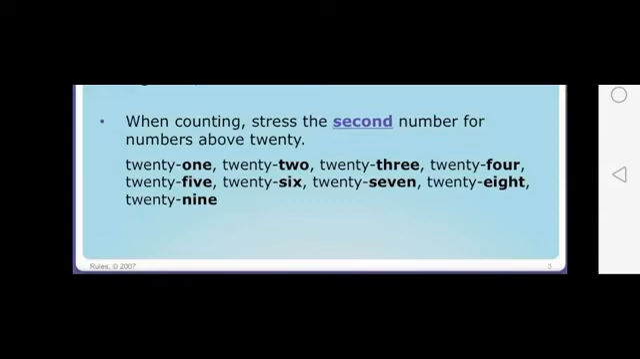24. So you have to put the stress on 4 and stretch it, make it longer and louder. 25. Stretch 5. Put the stress on 5. 26. 27. You have to put the stress on 7 and on 6. 28. You have to put the stress on 8. 29. You have to put the stress on 9.